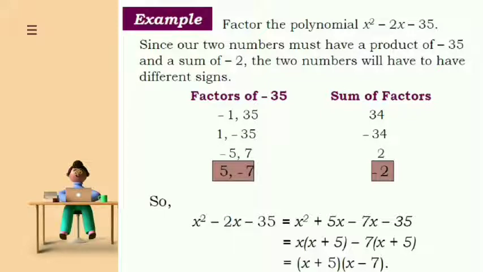So x squared minus 2x minus 35 is equal to x squared plus 5x minus 7x minus 35. So that will be x plus 5 multiplied by x minus 7. Again, to check your answer, do the FOIL method.